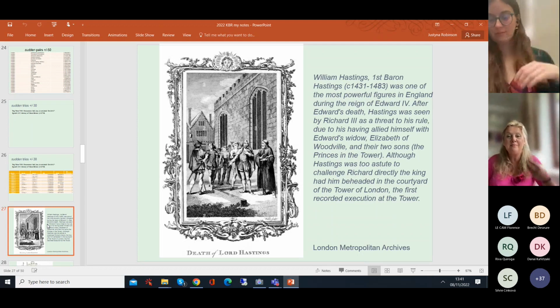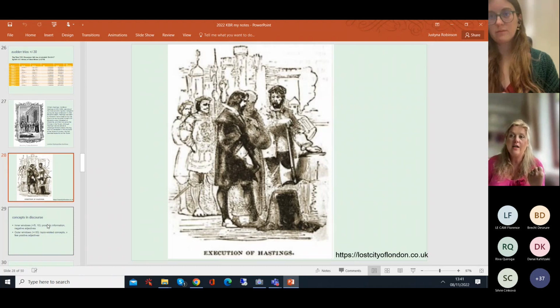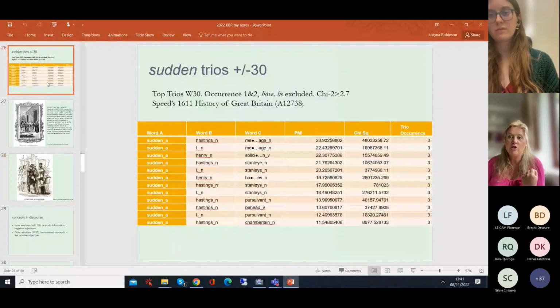So the idea of the sudden beheading of William was somehow captured by historians, to the point where we have not one but another visualization I found, a painting of that scene. It was also captured by the Linguistic DNA processor as the trio around the adjective sudden here.